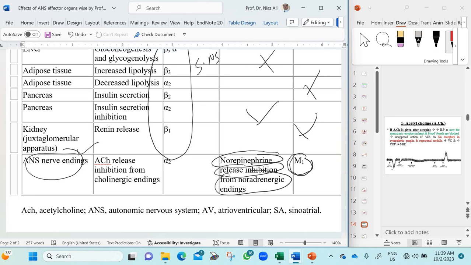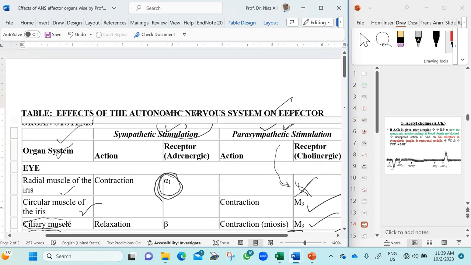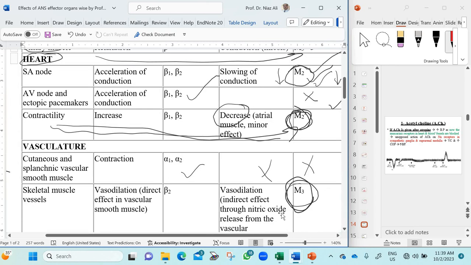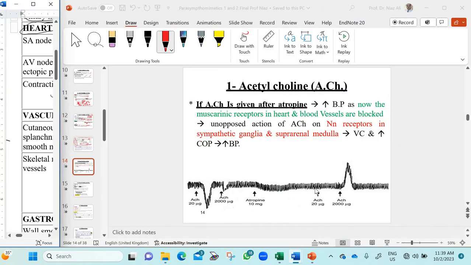So one system is having a regulatory effect: the parasympathetic is counteracting the sympathetic. But it's not necessary that every organ will be innervated by both systems. So coming back to the lecture, as we discussed, now I can skip very easily.